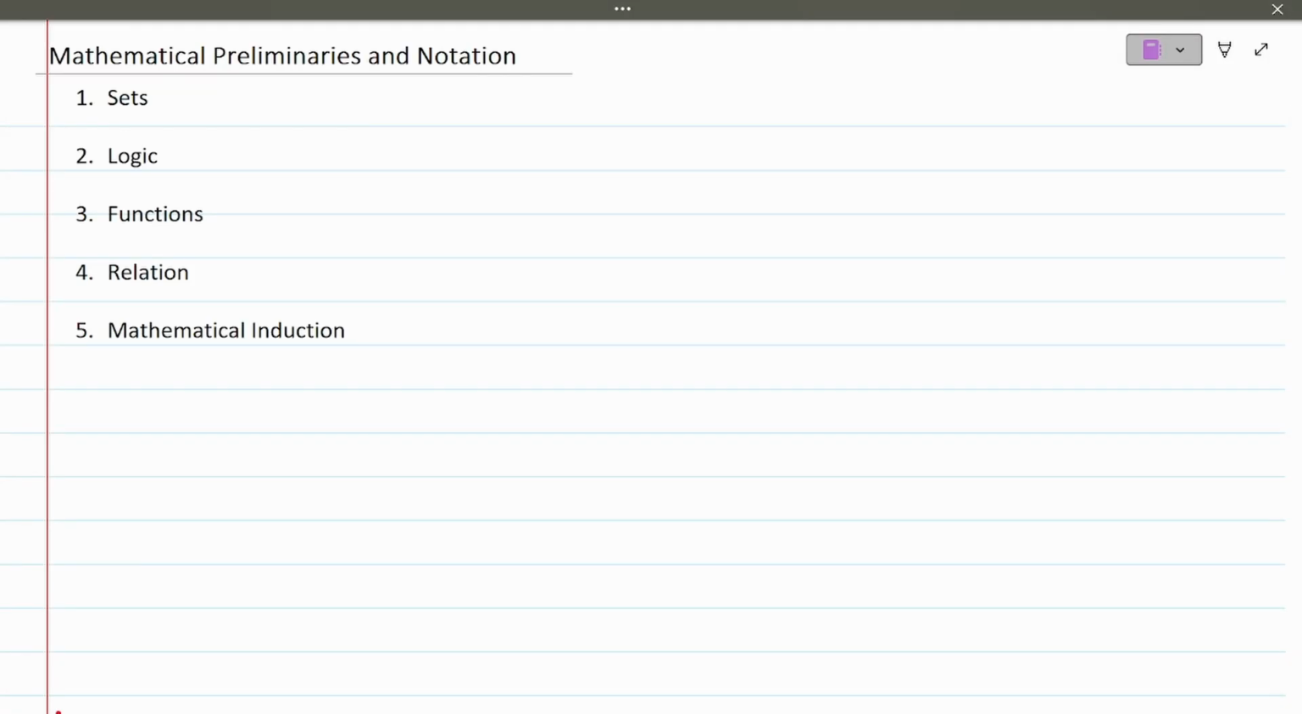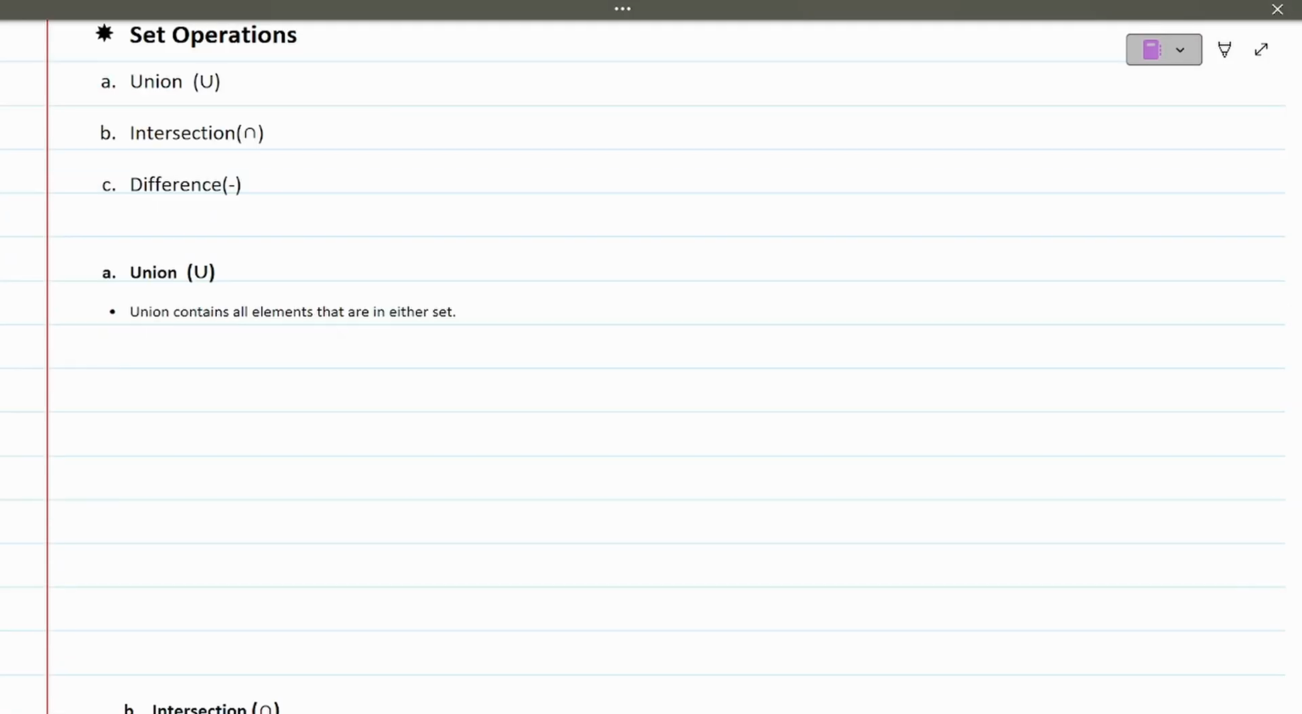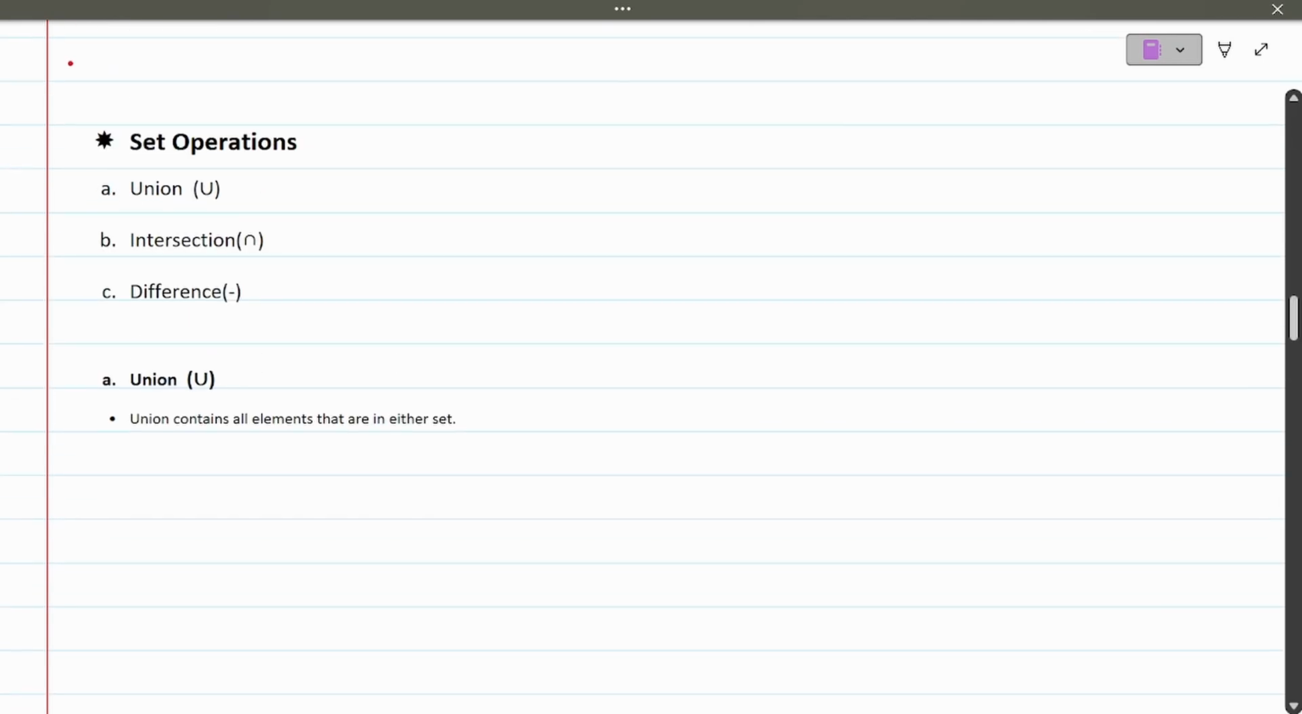So in today's session, we're going to talk about the set operations. Under that there are three concepts, which are union, intersection and difference. Okay, so what is a union? A union contains all elements that are in either set.